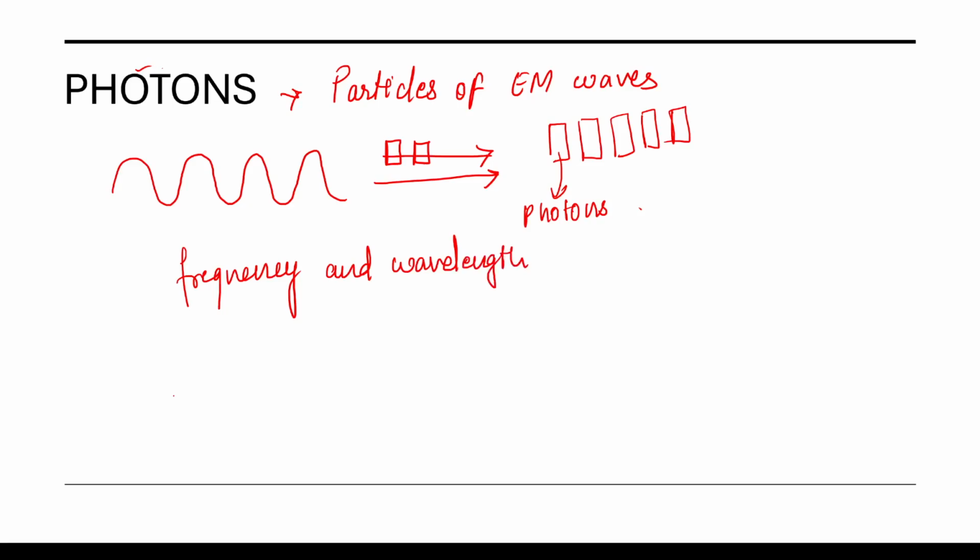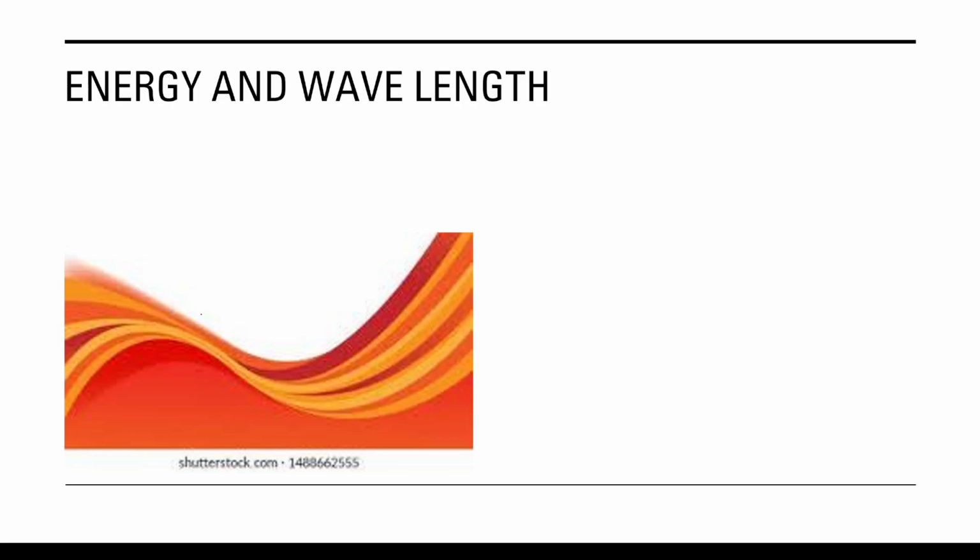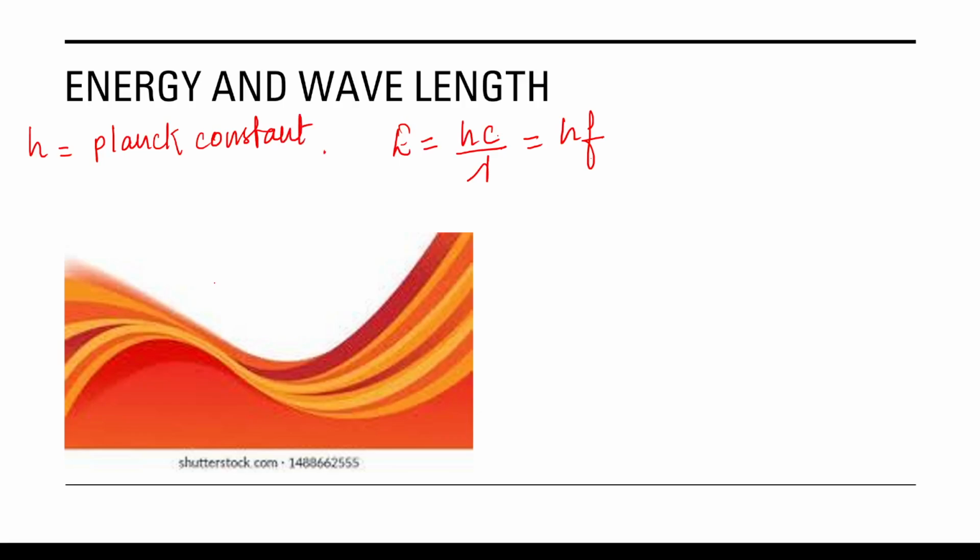Okay, let's move on to the next thing: energy and wavelength of a photon. The energy of each photon is given by the equation hc over lambda, or hf. f is the frequency, c is the speed of light, lambda is the wavelength, and h is something called Planck's constant. This was given by a scientist called Planck. He is the one who came up with photon theory.